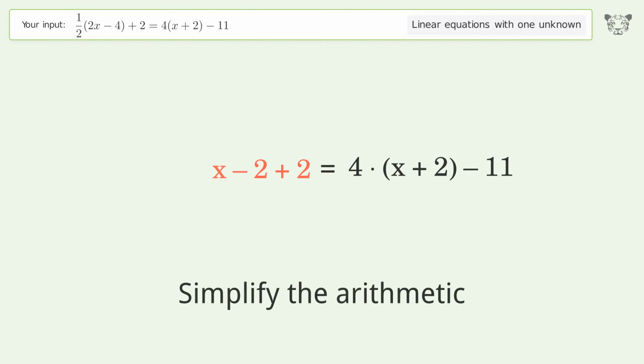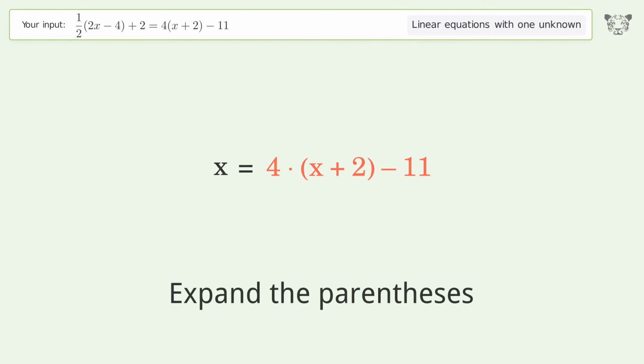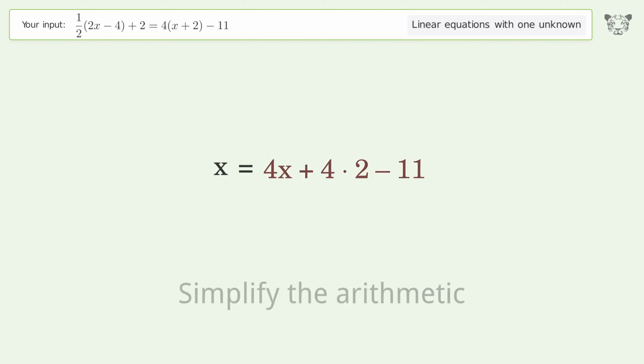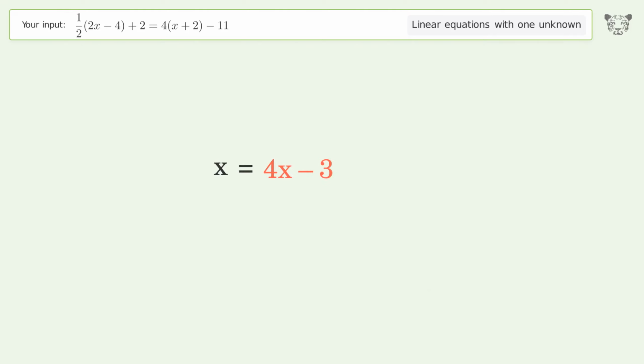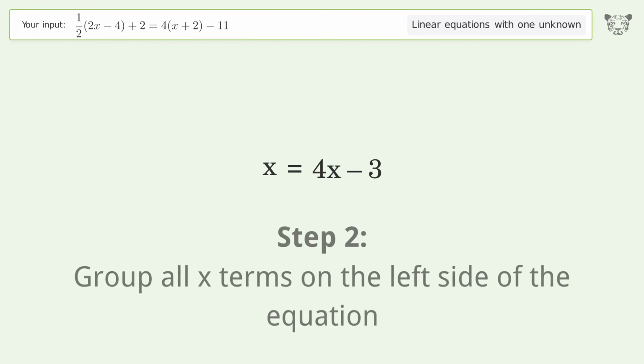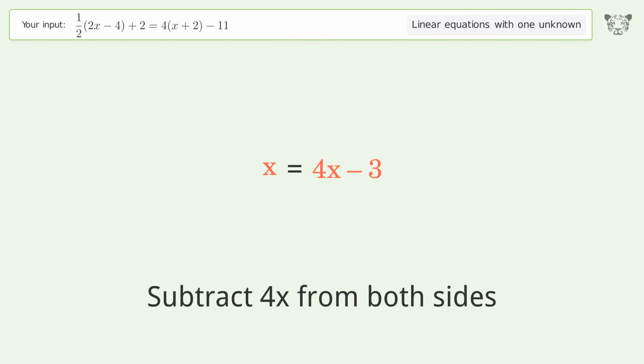Simplify the arithmetic. Expand the parentheses. Simplify the arithmetic. Group all x terms on the left side of the equation. Subtract 4x from both sides.